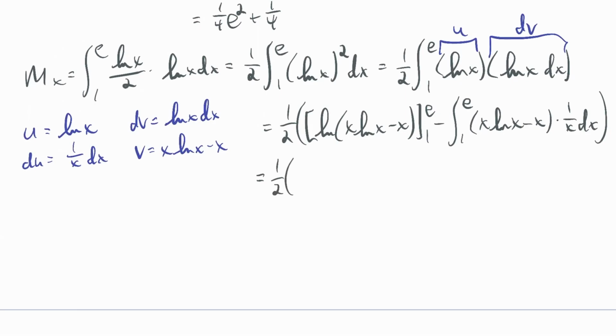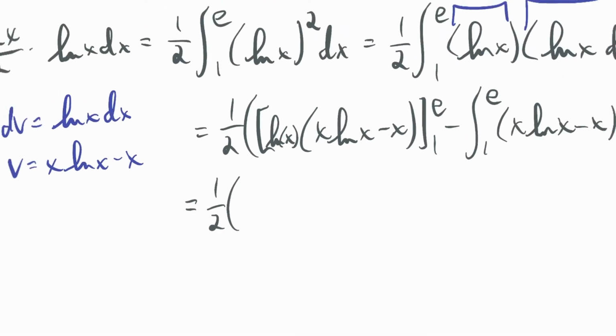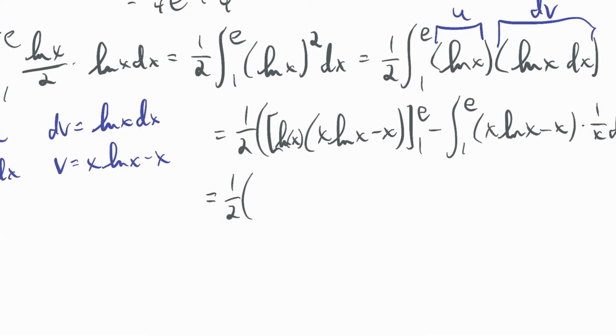So 1/2 times, oh, I have a mistake. I wrote ln, that's ln of x. There we go. It's probably how I should write it. Okay. So ln of x times x ln of x minus x evaluated. Oh yeah, I didn't put the bracket in. Bracket evaluate at 1 and at e minus.